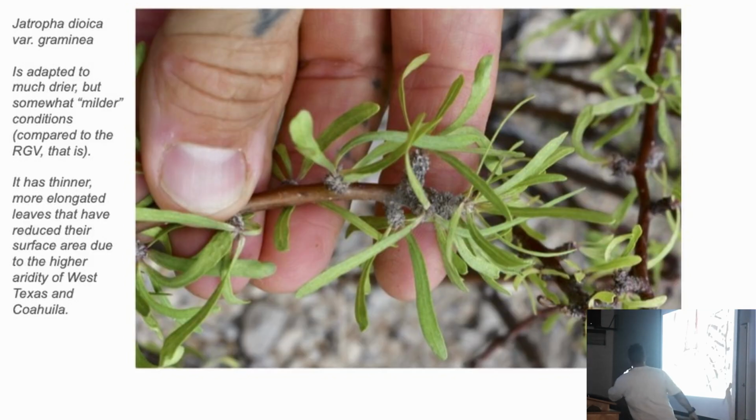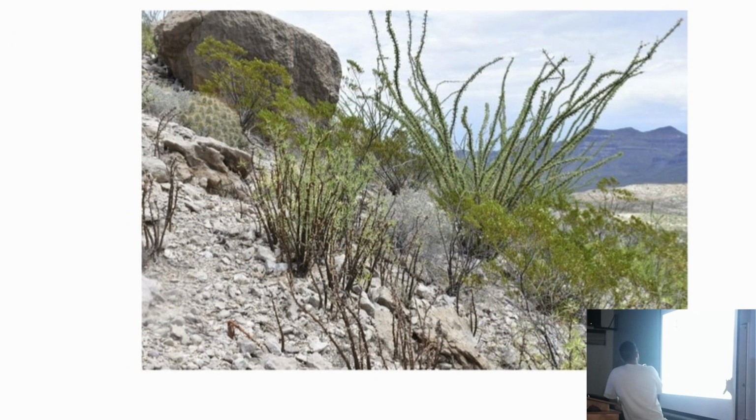Here's the West Texas ecotype. See, much thinner leaves, right? Because it's much drier. The nights cool off a little bit more in West Texas, but it's much more arid, especially now. I mean, it's so dry. It's a really bad drought, like yuccas and creosotes are dying out there. But this is variety graminea. This is on a property in West Texas on rainier days. You can see the ocotillos leafed out.